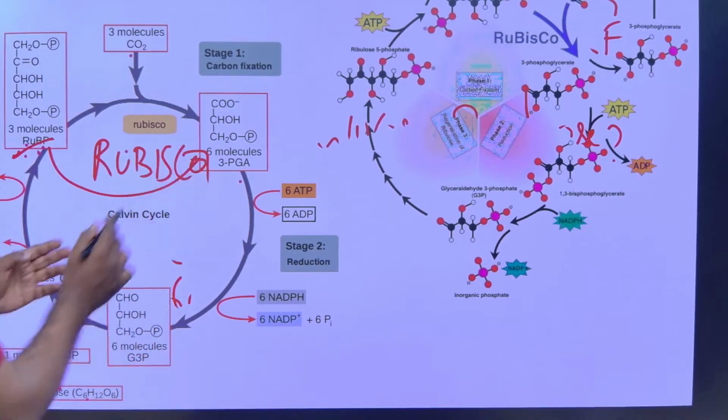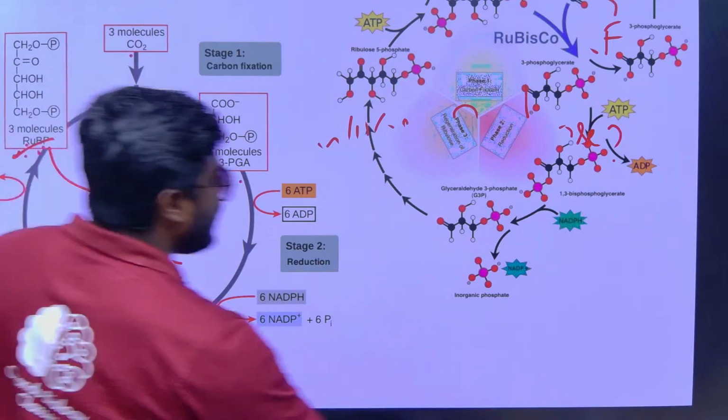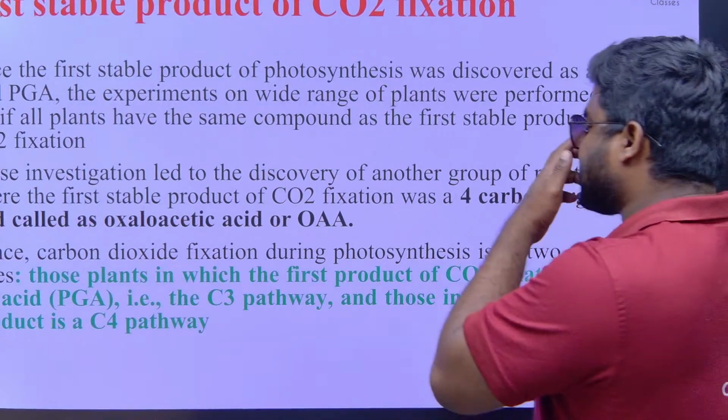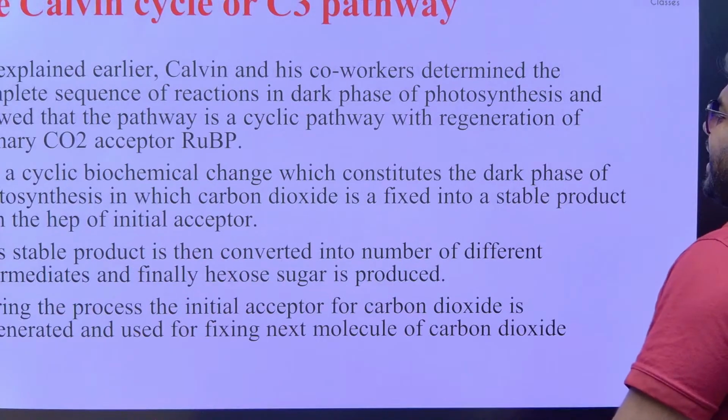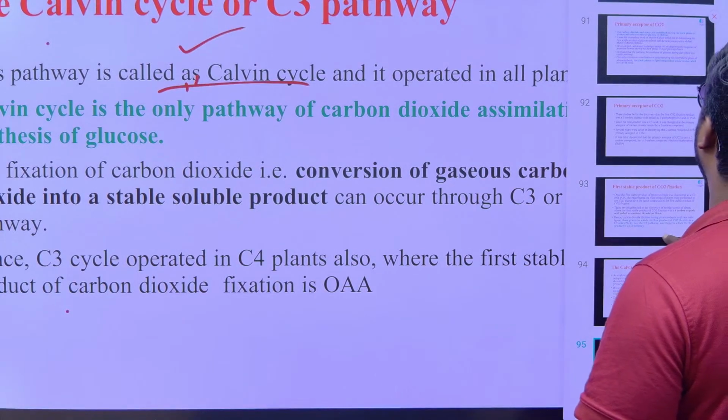From where is this enzyme coming? We already studied in yesterday's class that chloroplast DNA itself codes for this particular protein. And now, what is the full form of Rubisco? The full form of Rubisco: ribulose 1,5-bisphosphate carboxylase and oxygenase. Why did we use the word oxygenase, friends?